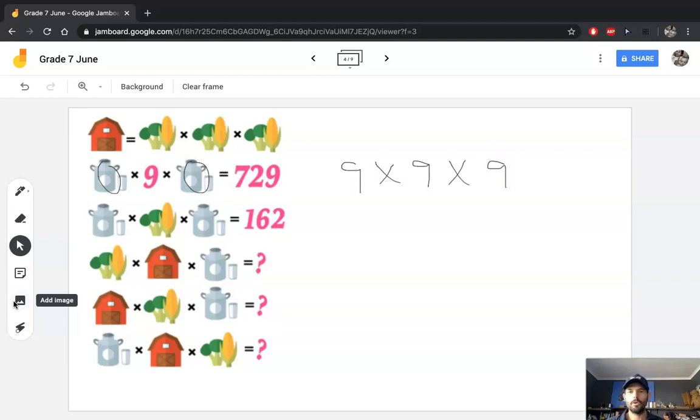I then went to the third line, and I know that 9 multiplied by 9 is 81. So therefore 81 multiplied by 2 must give me 162. Knowing that the corn is 2, I can go to the top line and I know that 2 multiplied by 2 multiplied by 2 is going to give me 8. Okay, so the barn is 8 and the corn is equal to 2.